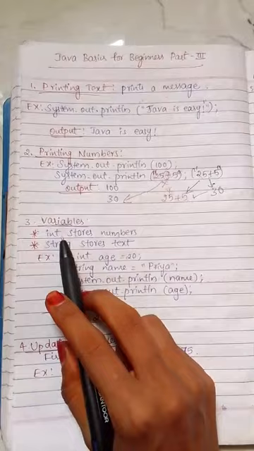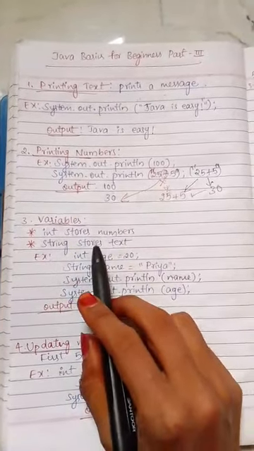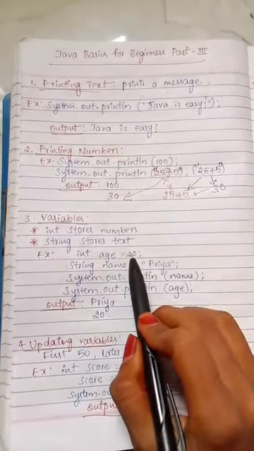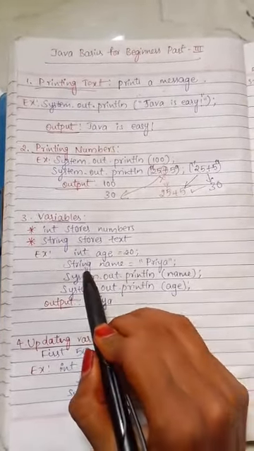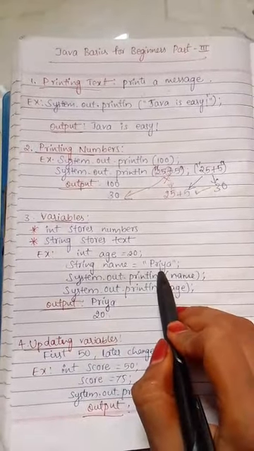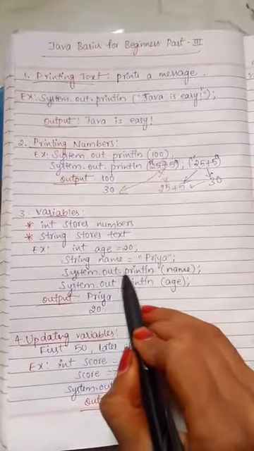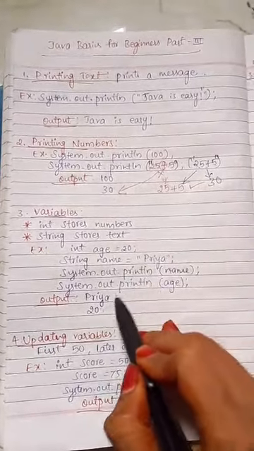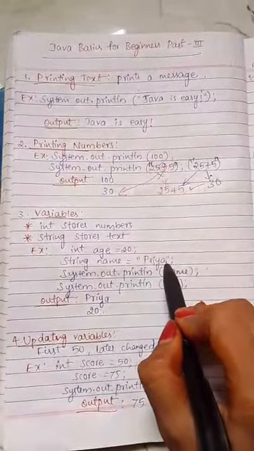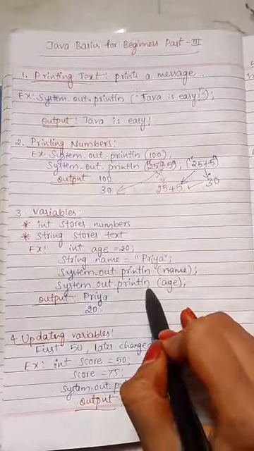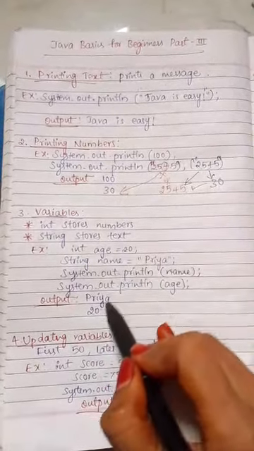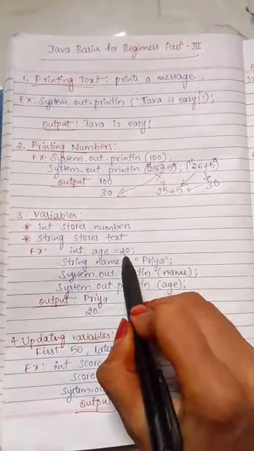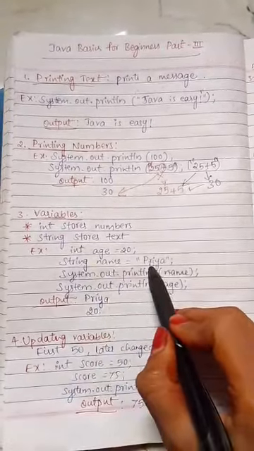Then variables. Int stores numbers, string stores text. For example, if I take the integer data type, it will store a number. If I take string, it will store text, that is Priya. System.out.println name will go to name and print the name as Priya, without the double quotation marks. And System.out.println age will go to age and print the age as 20. Remember that integer stores numbers, string stores text.